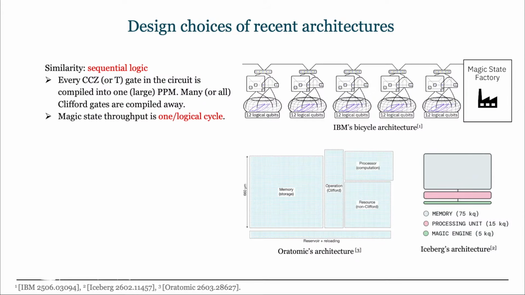The other thing is that the magic state throughput is also one magic state per logical cycle. So think of it as you're producing one magic state per cycle and you're consuming one magic state per cycle. They're basically different in all other ways.